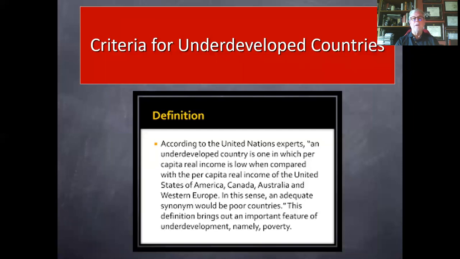And then you have underdeveloped countries. Here's the definition. I'll read it. An underdeveloped country is one in which per capita real income is low when compared with per capita real income of the United States of America, Canada, Australia, and Western Europe. Now, in this sense, an adequate synonym would be poor countries. This definition brings out an important feature of underdeveloped countries, namely poverty.